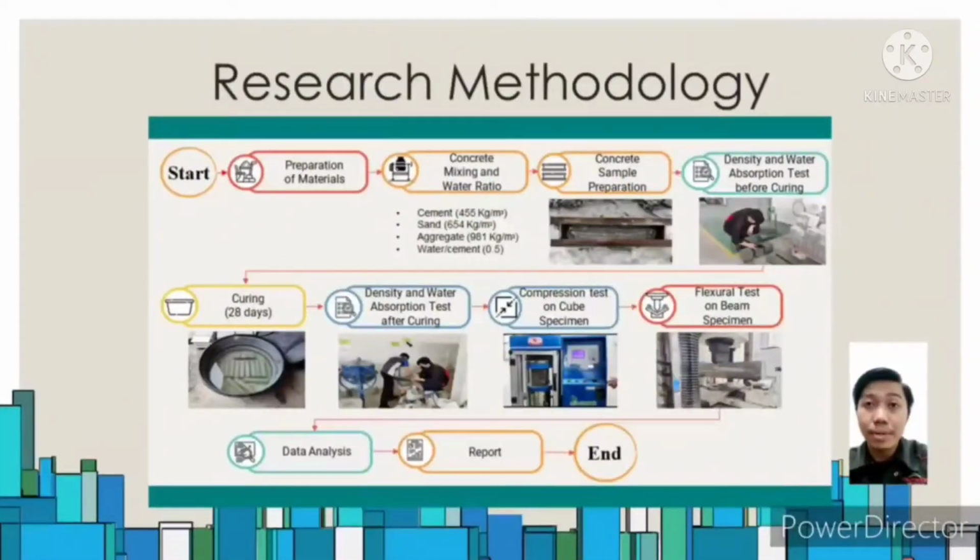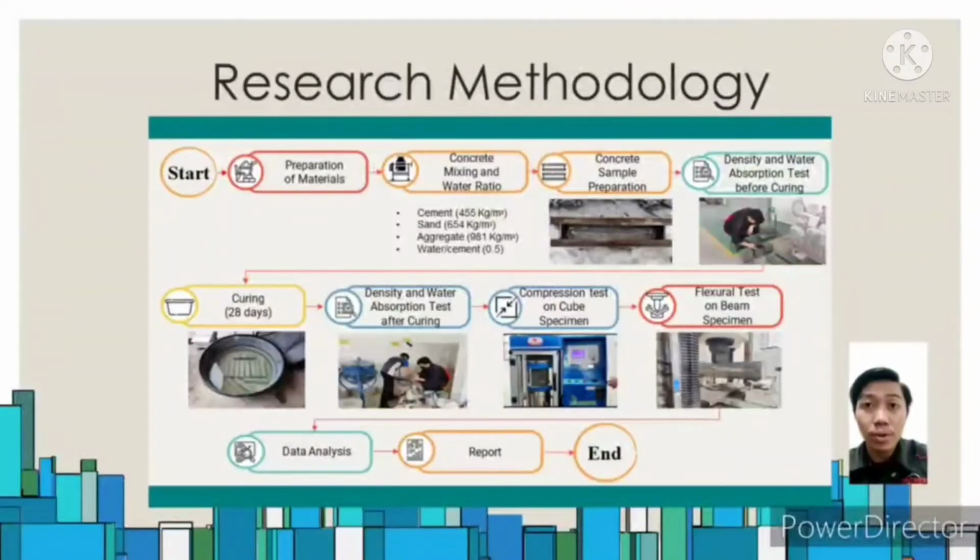For the research method, the methodology flowchart shows that we begin by preparing the materials for the concrete cube and beam, which are cement, sand, coarse aggregate, and water. And then we prepare the concrete mixing and water ratio according to the weight for 1 meter cube. Next, we work on concrete sample preparation, which involves tamping concrete and placing barbed wire after tamping.